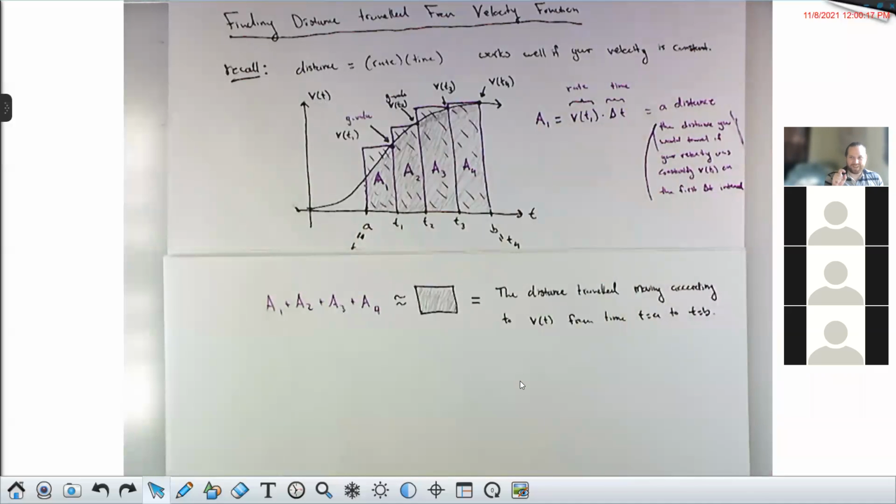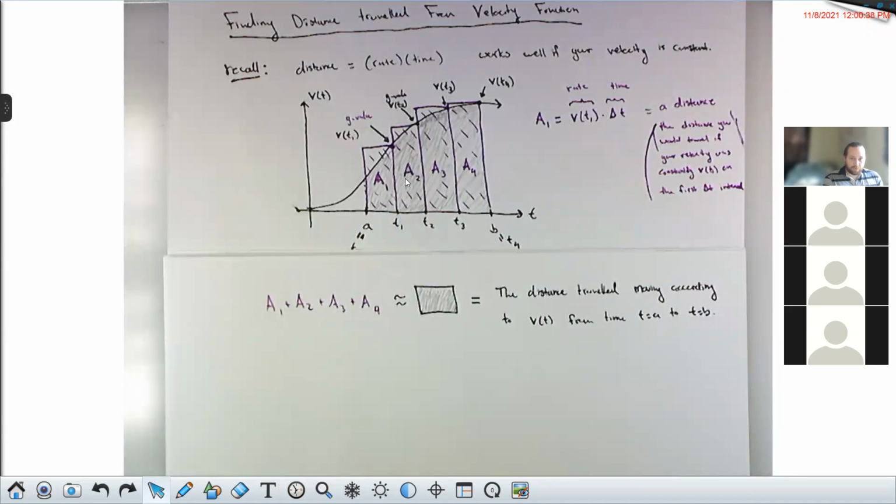So each little height is a little speed, is a little rate. It's a velocity. It's the y value on your velocity function. It's your speed. And each little width is a little time interval. And when you multiply a speed times a time, you get a distance, right? Distance is equal to rate times time.